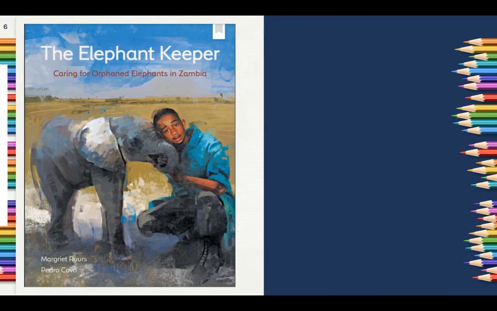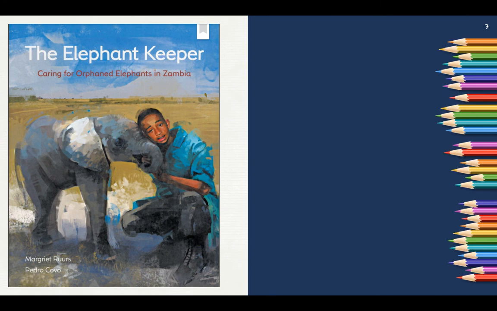This week we are reading The Elephant Keeper. Look at the subtitle, Caring for Orphaned Elephants in Zambia. Books have subtitles to tell us more about what the book is about and to make readers more interested in the book. This book is a persuasive text that gives detailed information about a topic. Take some time now to flip through some of the pages. Notice the chapters, headings, illustrations, and the words in italics.